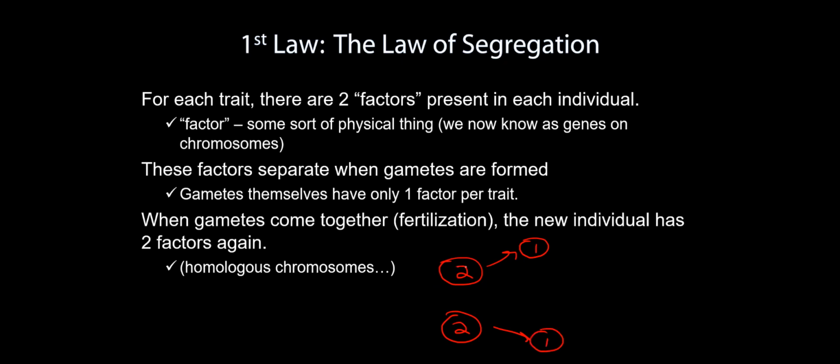So these two represent how many factors? There's two factors for each trait in the adult, right? And so let's say this is mom and this is dad. And so these are the gametes. And the gametes only have one factor for each trait. And so upon fertilization, when you take that egg and sperm and you get a zygote, the zygote once again has two factors. This completely mirrors what we learned in meiosis.